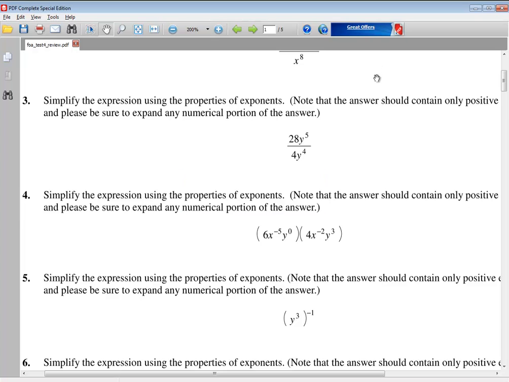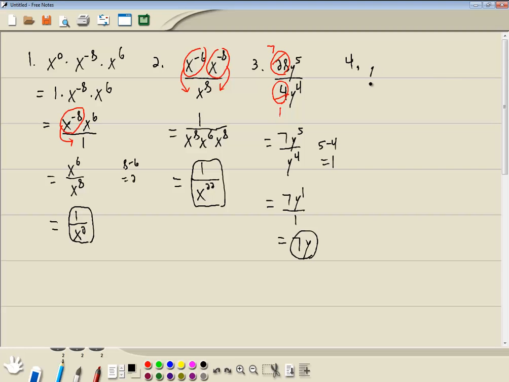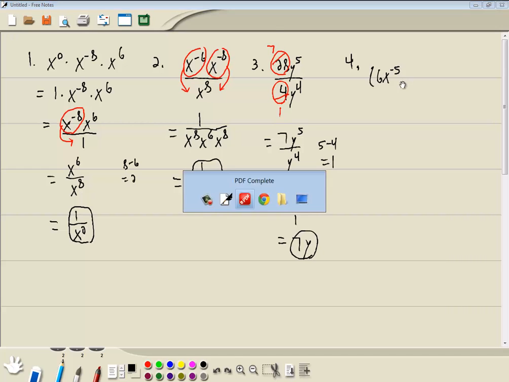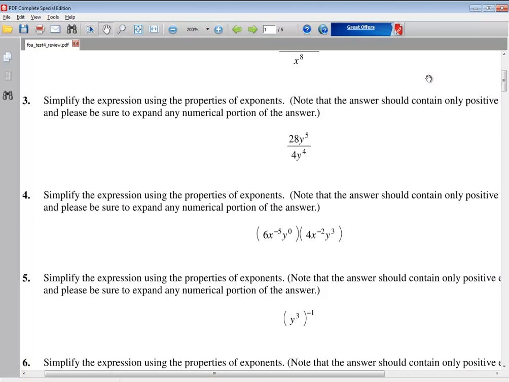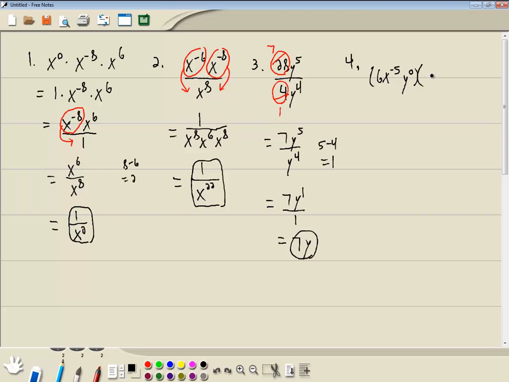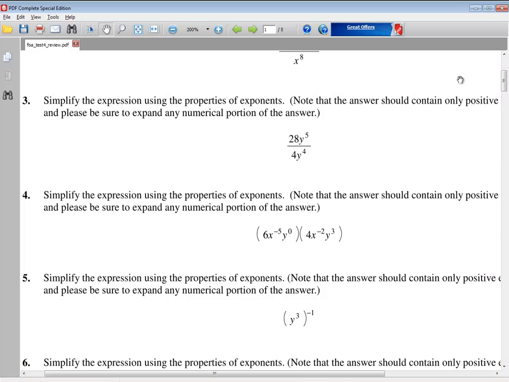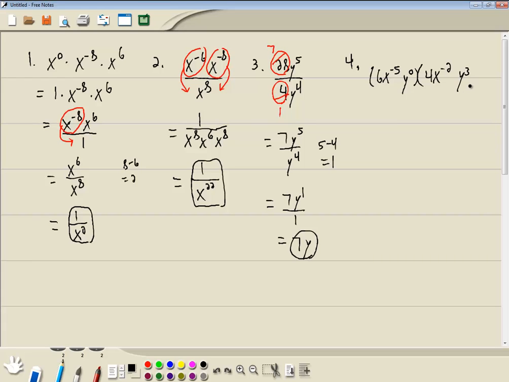Number 4. 6x to the negative 5th, y to the 0, and 4x to the negative 2, y to the 3rd. Okay. First off, notice that y to the 0 is equal to 1, so that can just drop away. So we got 6x to the negative 5 and 4x to the negative 2, y to the 3rd.